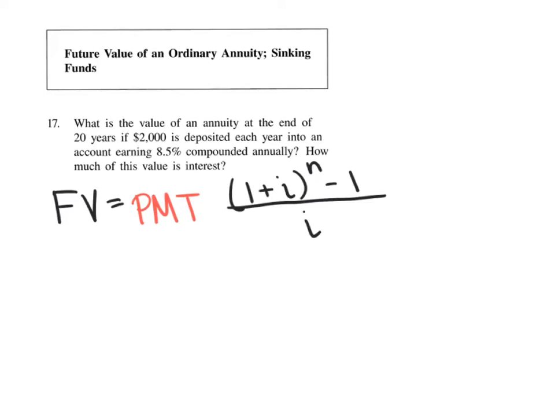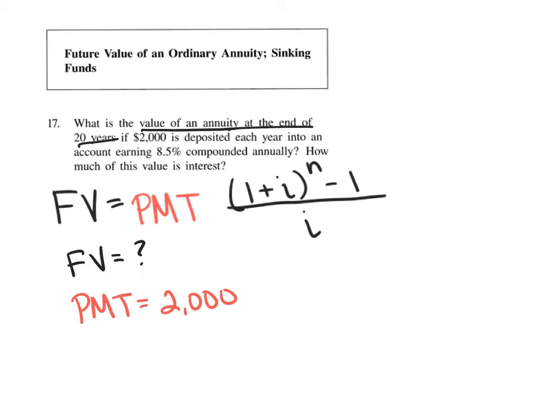So, we're looking for the value of the annuity at the end of 20 years. So we want to find the future value FV. We know that our payment is equal to $2,000. N in this case represents the number of payments. So how many payments are we going to put into this account? Well, we're making a payment every year, and we're doing that for 20 years. So my N is equal to 20.